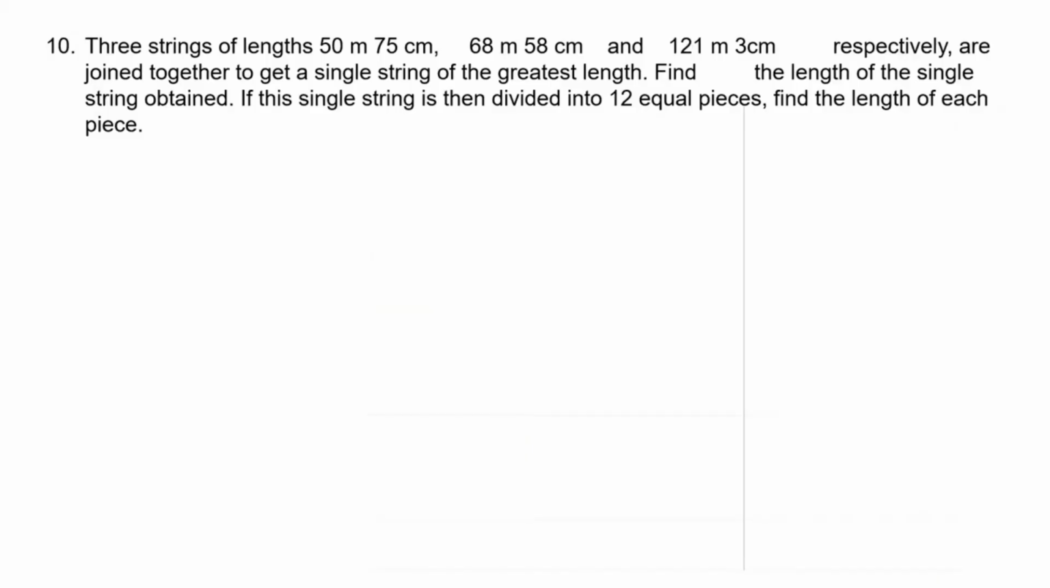Question 10. 3 strings of length 50 meters 75 centimeters, 68 meters 58 centimeters, and 121 meters 3 centimeters respectively are joined together to get a single string of the greatest length. Respectively means the length of the first string is the first value given, the length of the second string is the second value, and the length of the third string is the third value.